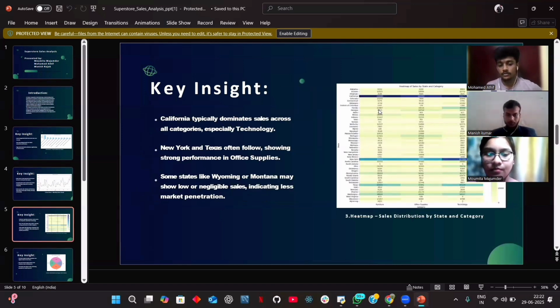Here you can see the heat map graph, sales distribution by state and category. You can see California typically dominates sales across all categories, especially in technology. New York and Texas often follow, showing strong performance in office supplies. Some states like Wyoming or Montana may show low or negligible sales, indicating less market penetration.